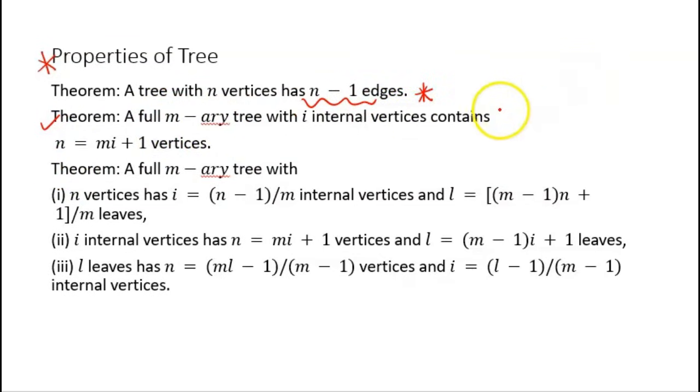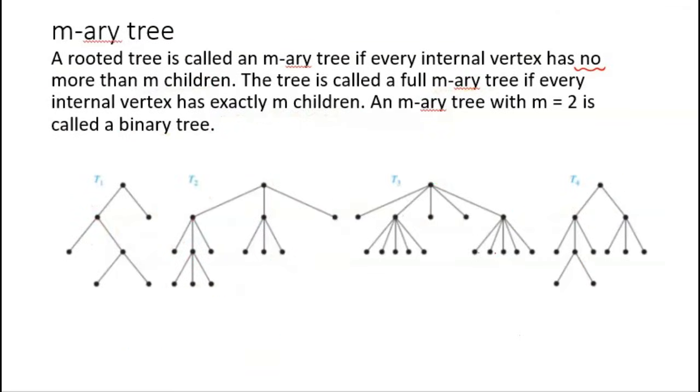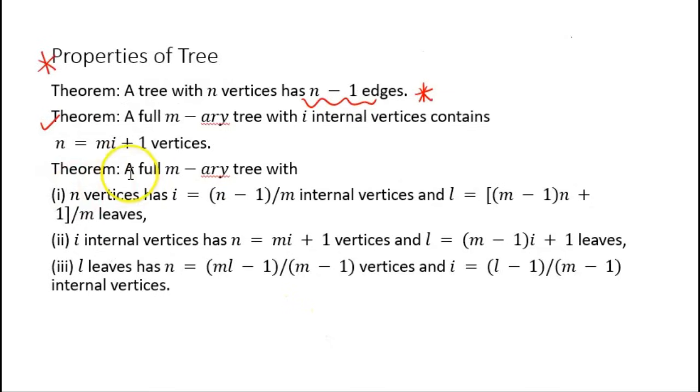Now there is a theorem, and this is also important, that a full m-ary tree, I am talking about full m-ary tree with I internal vertices contains m into I plus 1 vertices in total. For example, I can take the example which I have shown you earlier. So I removed all the earlier drawing and let us understand this. The first result says that if a tree has I internal vertices, then the total number of vertices will be m into I plus 1 if I am talking about a full m-ary tree, right?